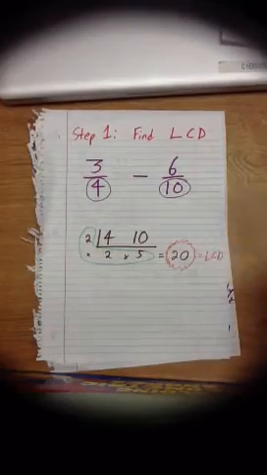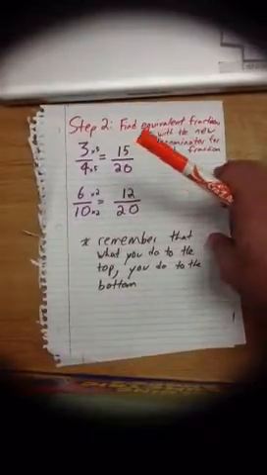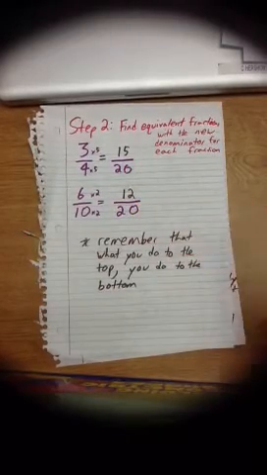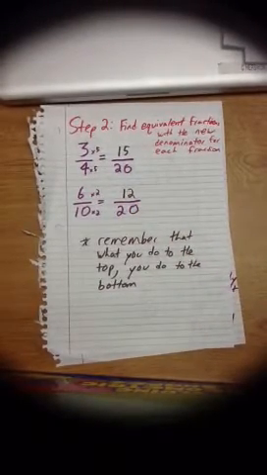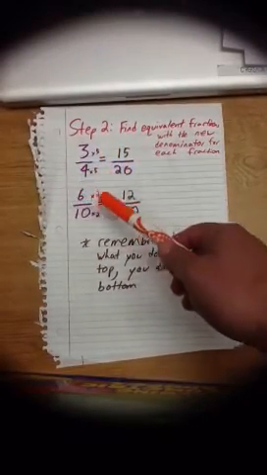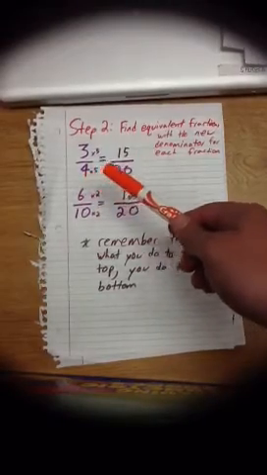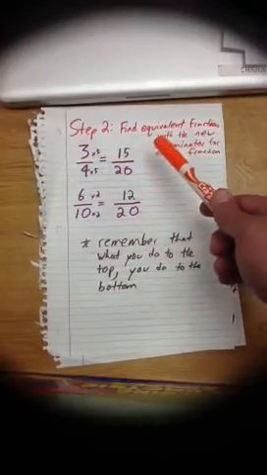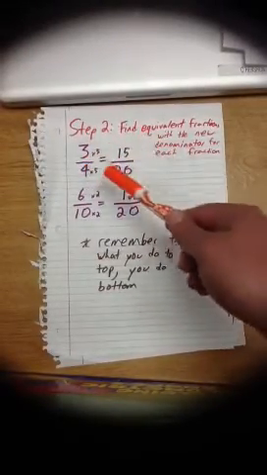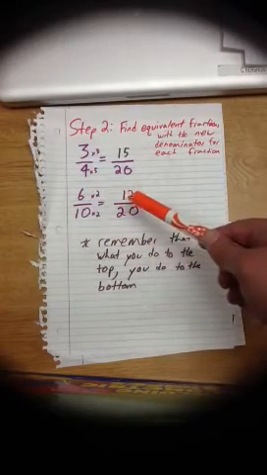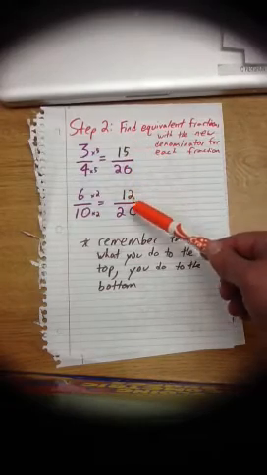20 is your LCD. Now, step 2: you take that LCD and put it as the bottom number of the fraction. So you put 20 and 20 for both, and you want to find equivalent fractions that have that denominator. So 3/4, you have to change into something over 20. Well, 4 times 5 is 20, so what you do to the bottom, you do to the top. So 3 times 5 is 15. So we have 3/4 is equal to 15/20. For the other one, 10 goes into 20 2 times, and 6 times 2 is 12. So you have 15/20 minus 12/20.